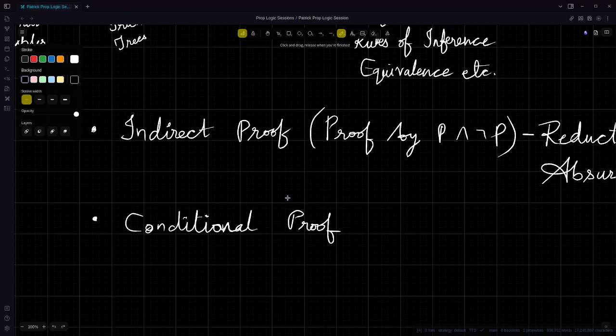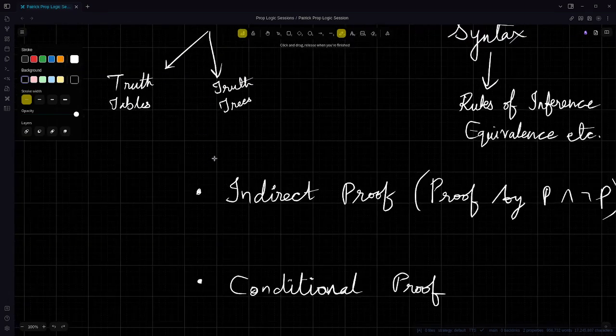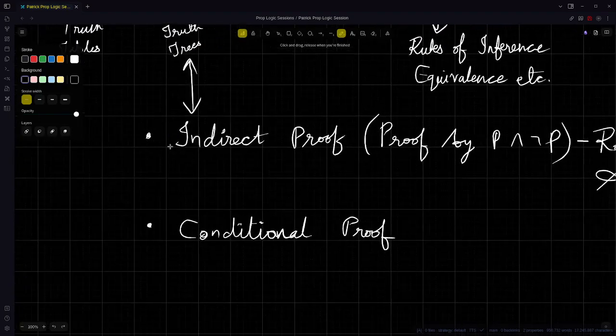So you can use indirect proof to do any kind of proof. Any kind of argument I give you, you can do an indirect proof, and you can get by with it. And truth trees actually use indirect proof. So that's an interesting relationship, and when we get into truth trees, it will be apparent why this is true.